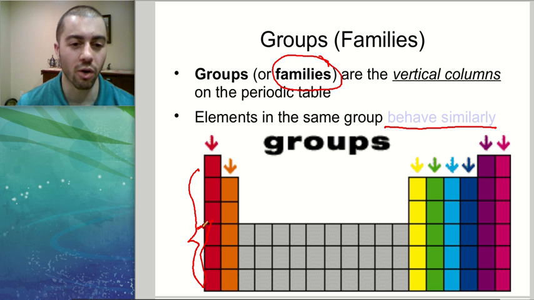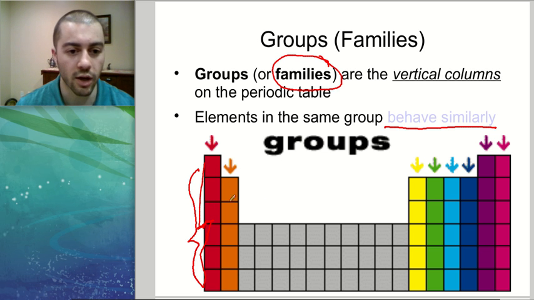So we watched that video where all of these group 1 elements behave similarly, because if you react them with water, they all give off this vigorous reaction, and some of them even explode. Alright, so elements that are in the same group behave similarly, meaning that they react the same way when they're put under the same conditions. Alright, so you need to know, in the periodic table, these vertical columns are called groups or families.